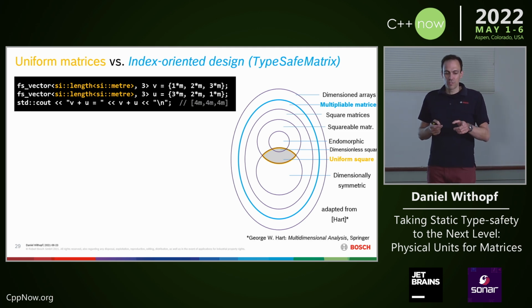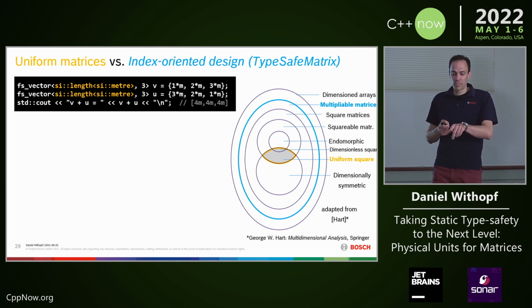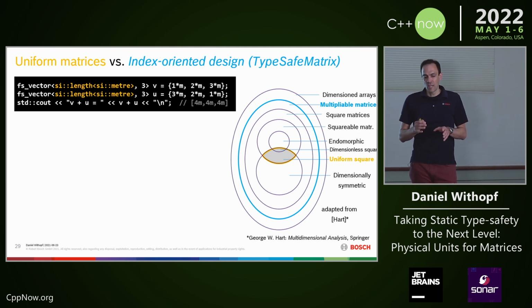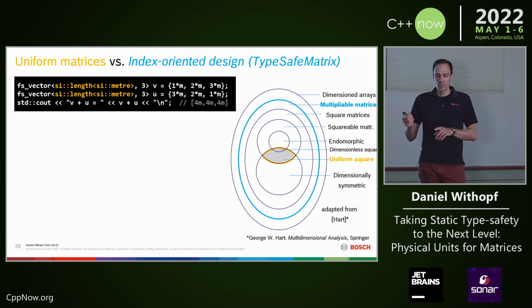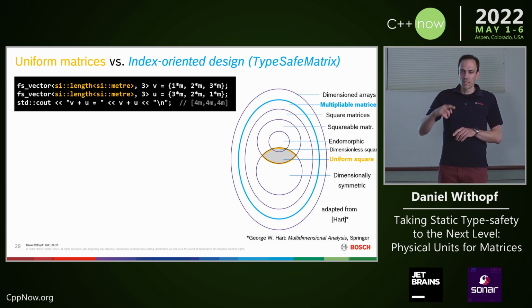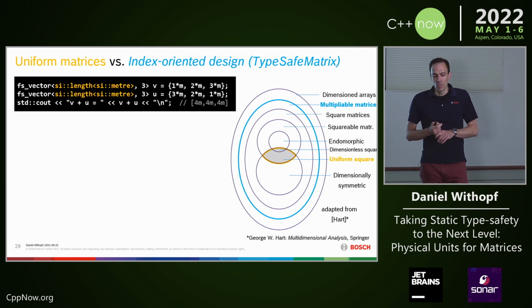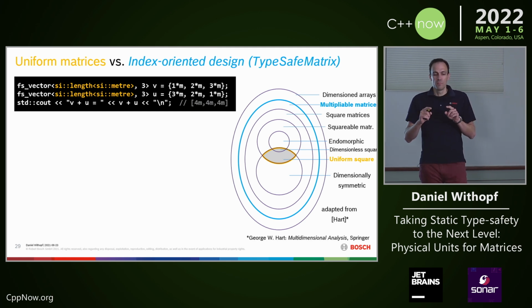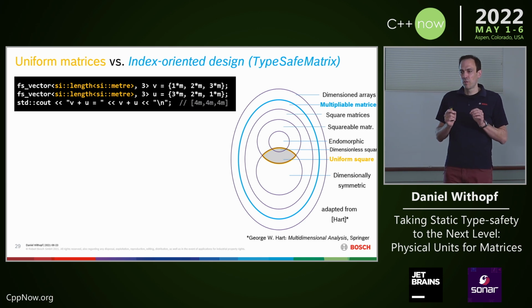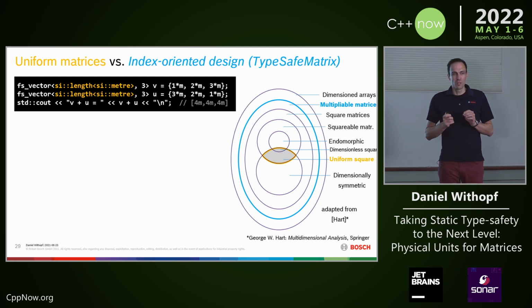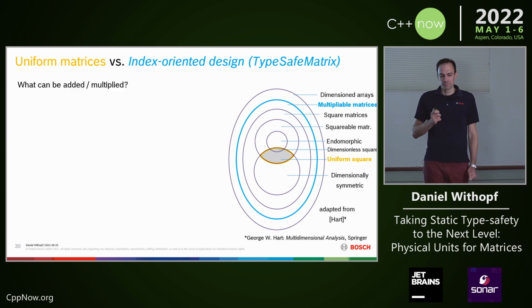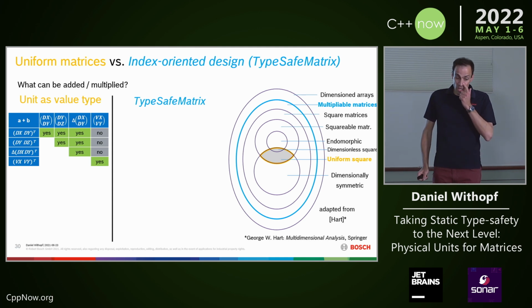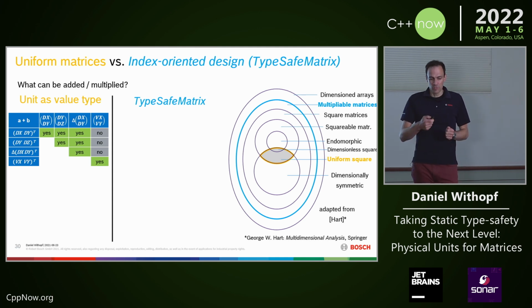So that uniform matrix approach with a value type can represent the gray area here in the middle, which is fairly small compared to what I'm trying to do with type-safe matrix, which is to model the second outermost oval in blue. And we can see this is a much bigger problem class. And we will now also see that even inside this gray area, type-safe matrix can model the problem in much more detail and prevent a lot of operations that are actually invalid, but that would be valid with the other approach. To see that, let's compare what can be added and multiplied with the two approaches.